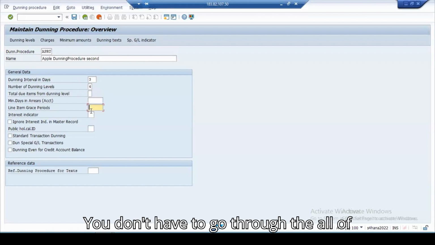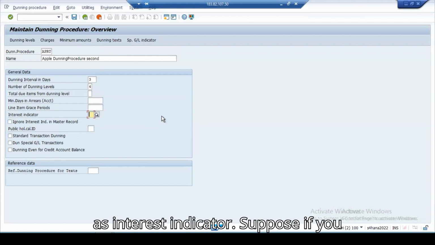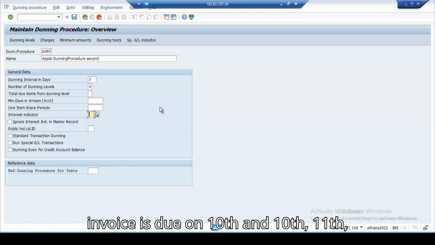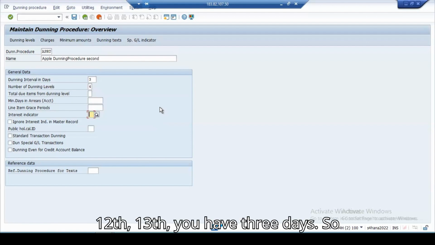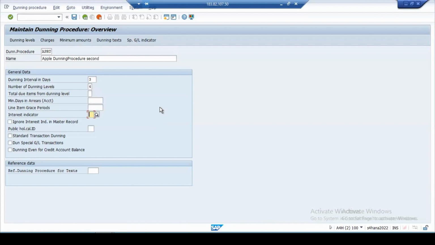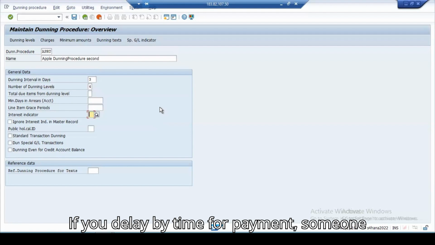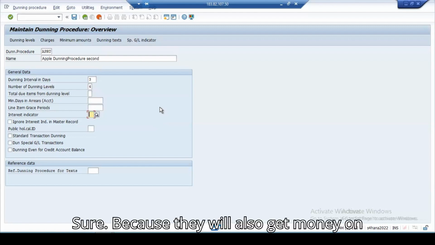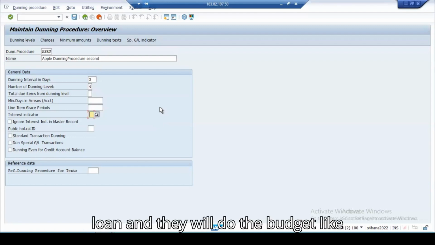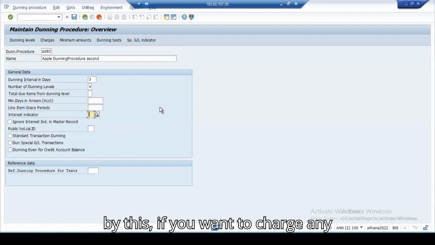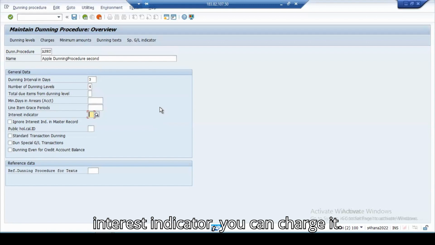You don't have to go through all of this. And then you have something called the interest indicator. Suppose you want to charge interest, suppose your invoice is due on the 10th, and the 10th, 11th, 12th, 13th, you have 3 days. So you're also losing out, you have to pay interest, right? This is the business. If you delay the payment, someone else is at a loss, right? Yes, correct. Because they will also get money on loan, and they will do the business, right? Credit, everything happens in credit. So if you delay by this, if you want to charge any interest, you can use the interest indicator.